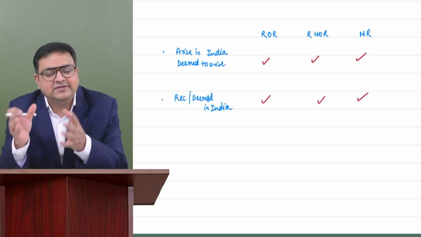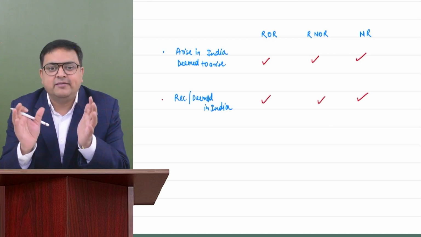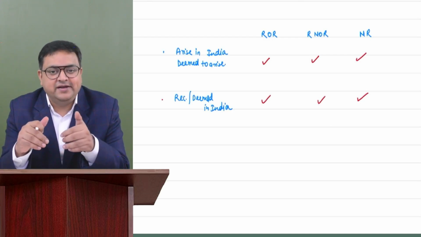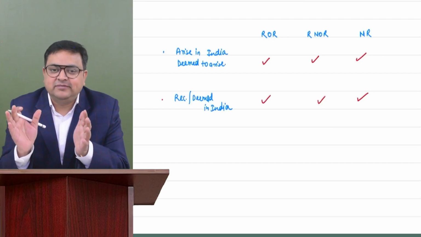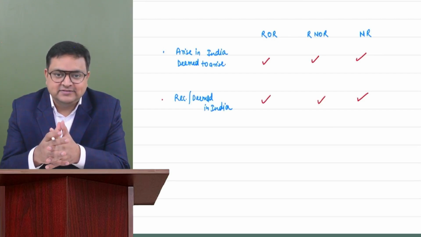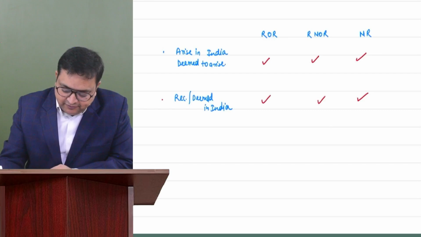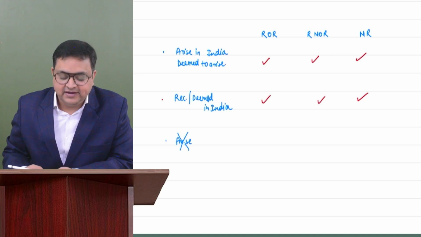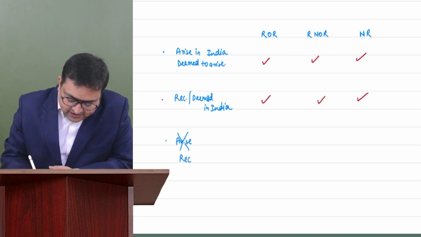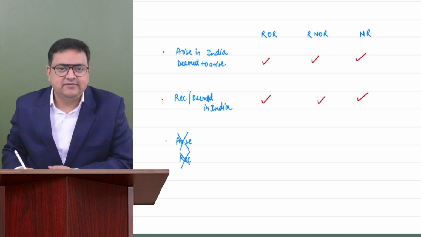So, if income is directly received in India or deemed to be received in India, it is always taxable, irrespective of your residential status. The third type of income is income which is neither arising in India, nor received in India.